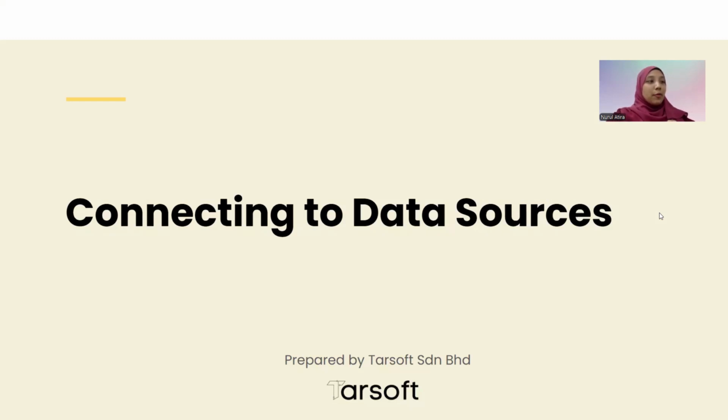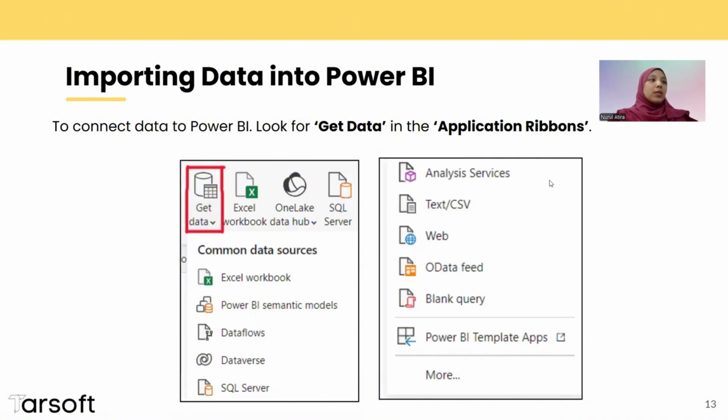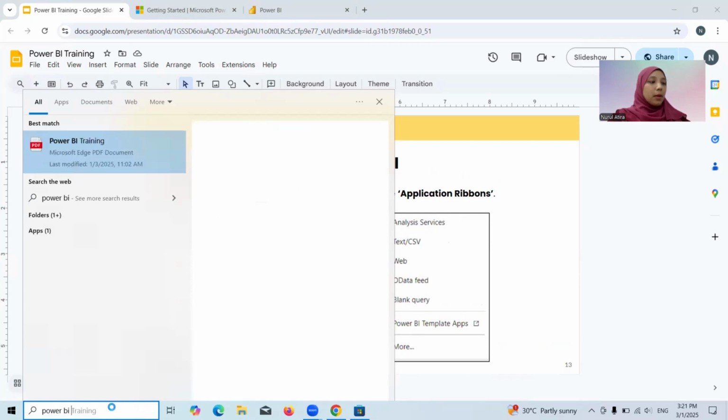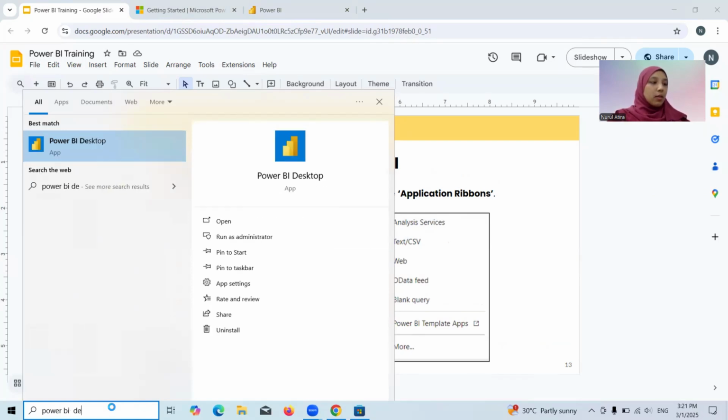Next on the topic, we have connecting to data sources. First, we're going to import data into Power BI. To connect the data to Power BI, look for Get Data in the application ribbons. So let me open up my Power BI Desktop.